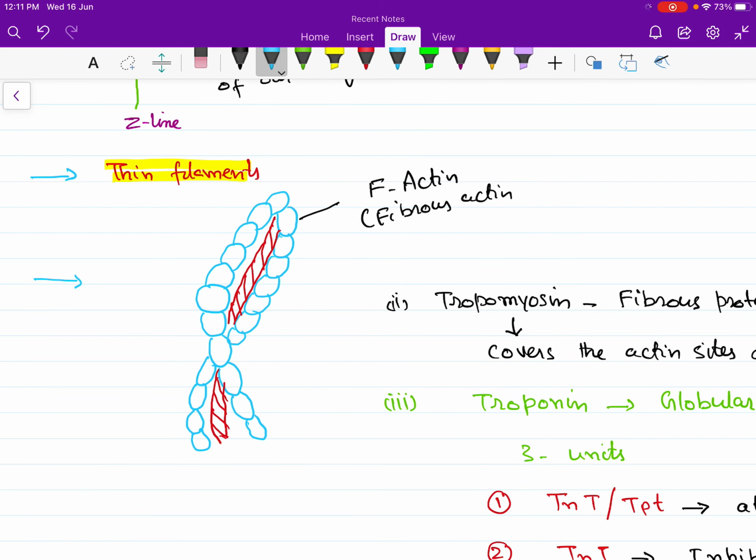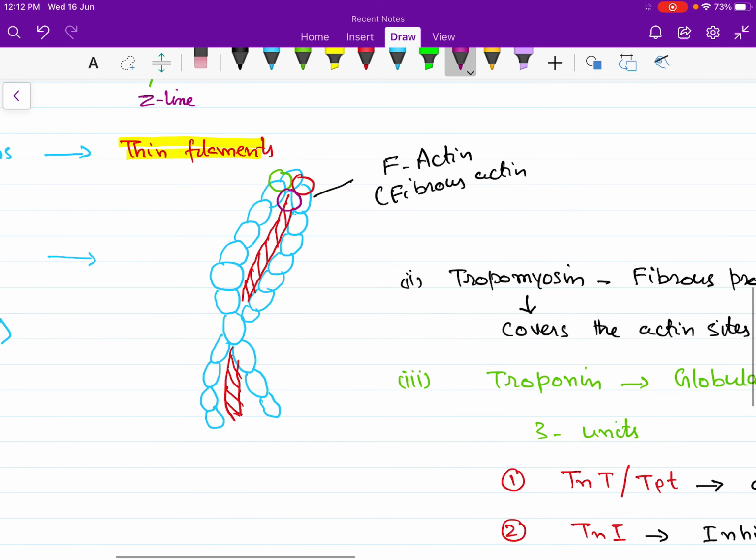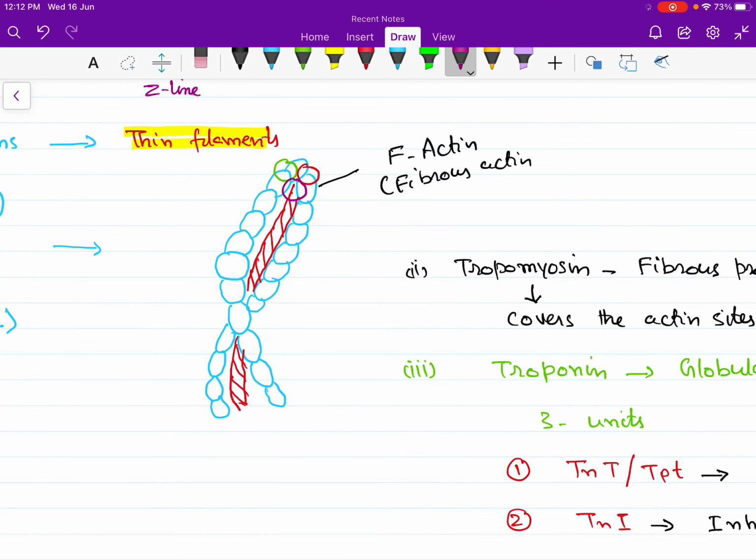For example, here I will draw the troponin. Troponins are formed of 3 units. I will draw them in different colors. Suppose these are the 3 units of the troponin, present at different places, just like this. Here one, here will be another one, so on and so forth, and here will be another one.